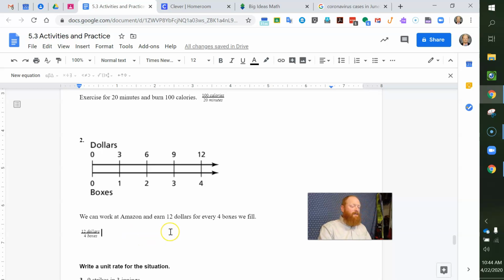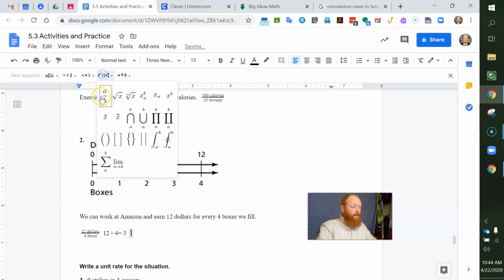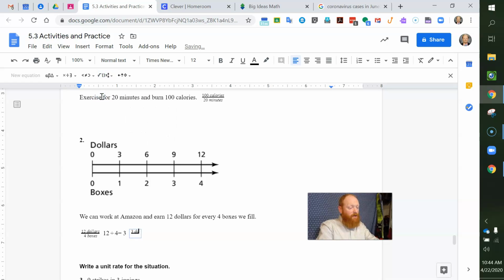So let's go ahead and divide. We're going to divide 12 by 4, and 12 divided by 4 is 3. So that means I would earn $3 for every 1 box.